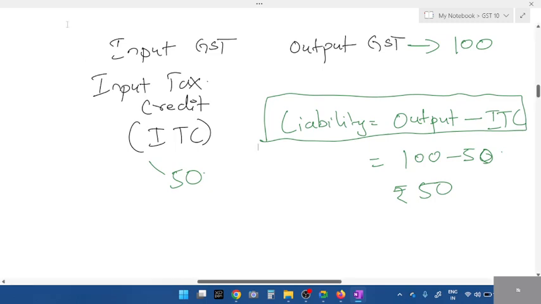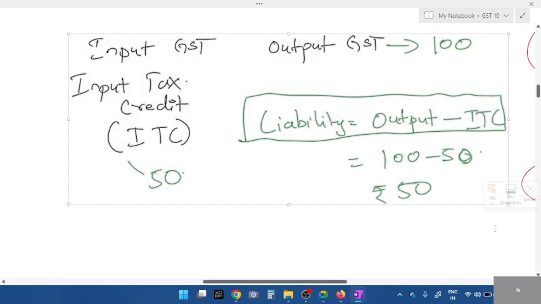So input is what you're going to pay, output is what you're going to collect. So whatever you collect, from that you have to minus whatever you paid. Rupees 50 is the liability. Some questions they'll directly give you the word liability, some questions they don't give. They just give input and output. That's it.